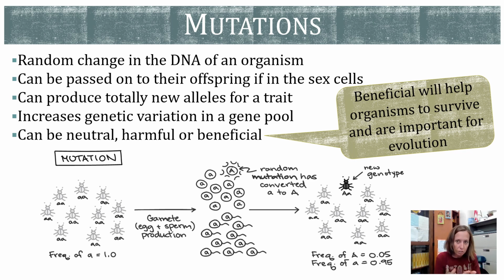So the beneficial ones are going to be ones that help organisms survive, and they're the ones that are important for evolution, because if you have a random beneficial trait now, right, that gives you a reproductive advantage, it's then going to spread throughout the population, causing the frequency of the alleles to change for evolution to happen.